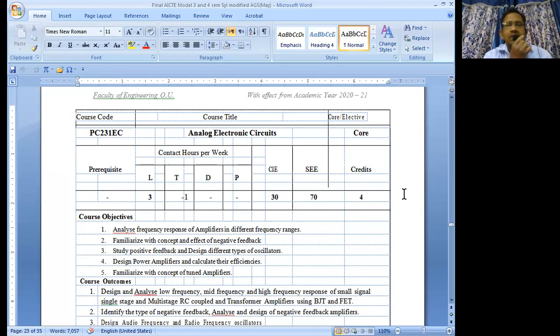Welcome back to the online sessions on analog electronic circuits. In today's session, I just wanted to give you an introduction to analog electronic circuits. It is nothing but an extension subject to electronic devices. We have already studied a subject known as ED, electronic devices. So this subject is simply an extension to the ED subject.